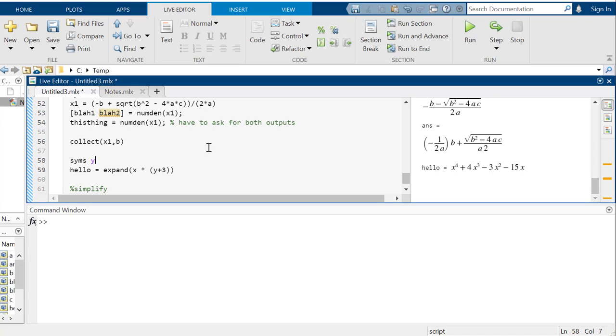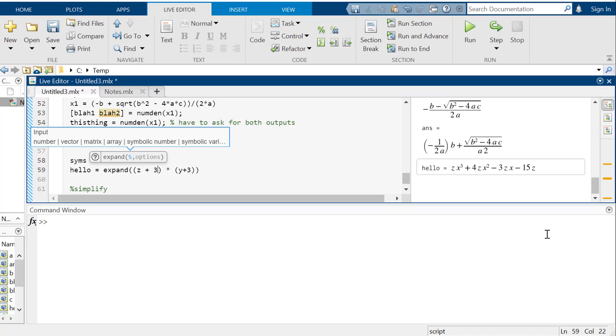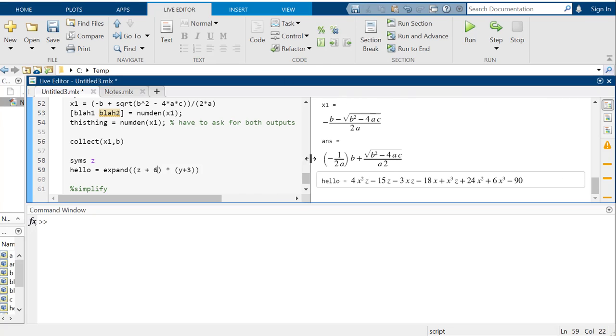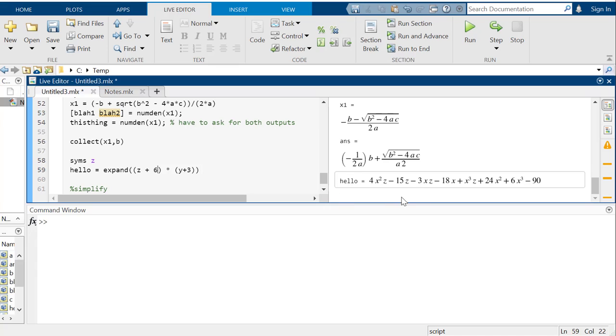Syms Z. Let's just do something crazy here. So I'm going to do Z plus 6. Okay, there. How about that? Is that sufficiently obnoxious to make us happy? Well, it's sufficiently obnoxious to make me happy.